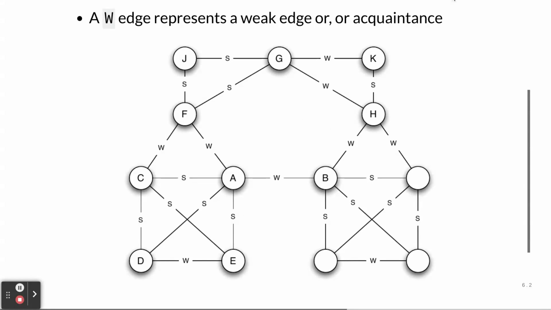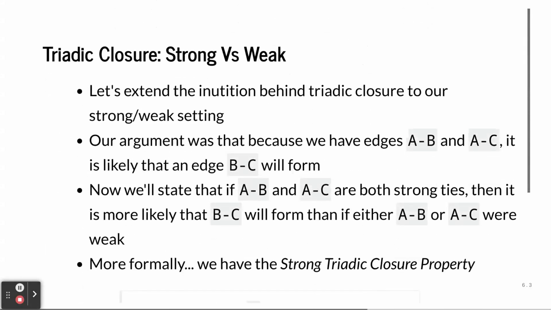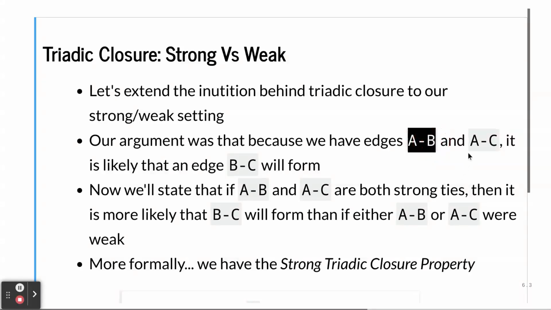And this is actually going to help us further the idea of closing a triangle, or triadic closure. Let's extend the intuition that friends of friends are likely to meet and become friends to the case where we have labels for whether ties are strong or weak. Now remember, triadic closure said that if we have a link between A and B, as well as A and C, it's likely that an edge between B and C will form.